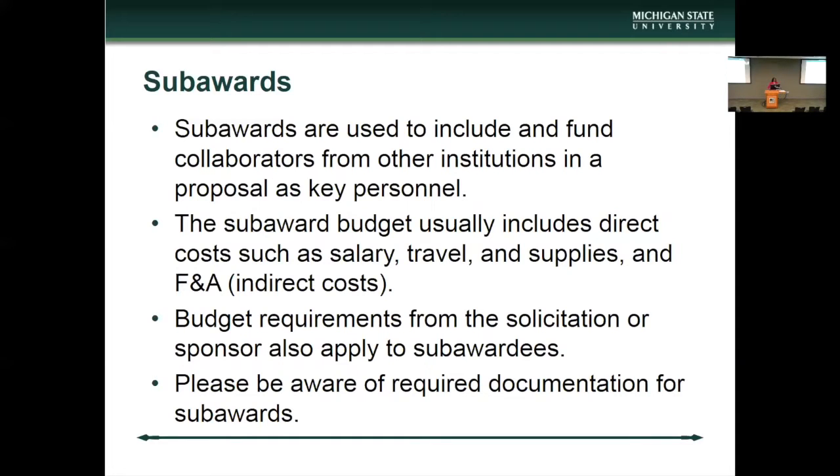Well, let me see. That's what I want to work with. Yeah. I want to work with this individual at the University of Michigan because I want them to do this piece of my project, and we want to work together on this. And you've got to be able to get money to them so that they can do their piece. Is that a good way to describe what a subaward could be?